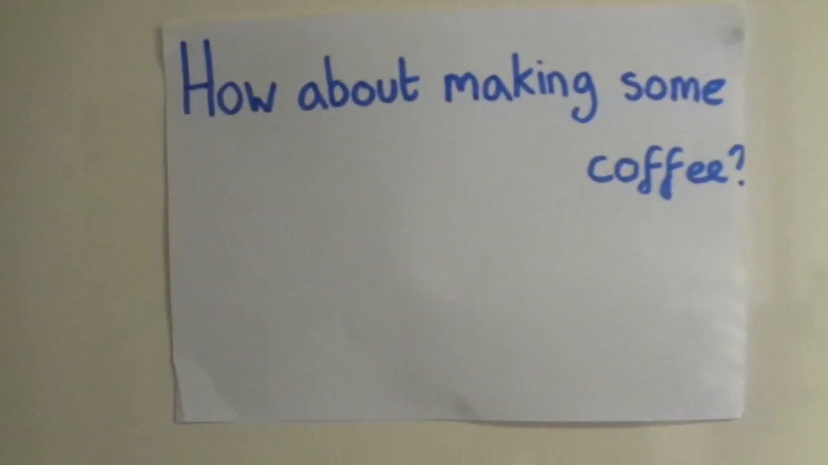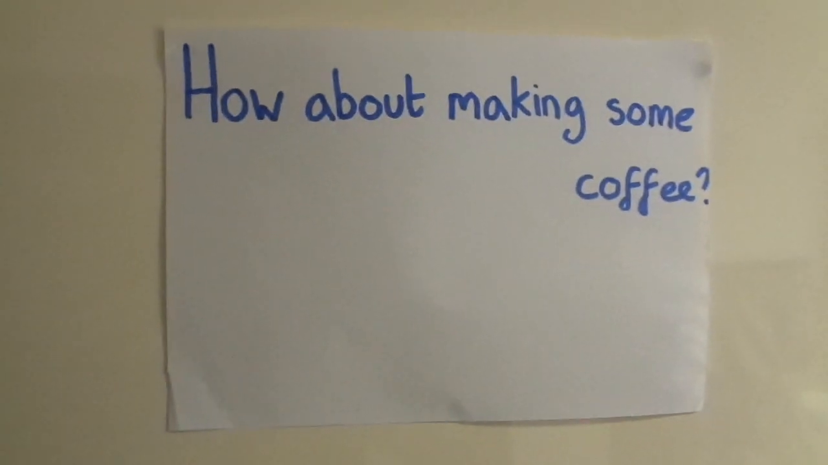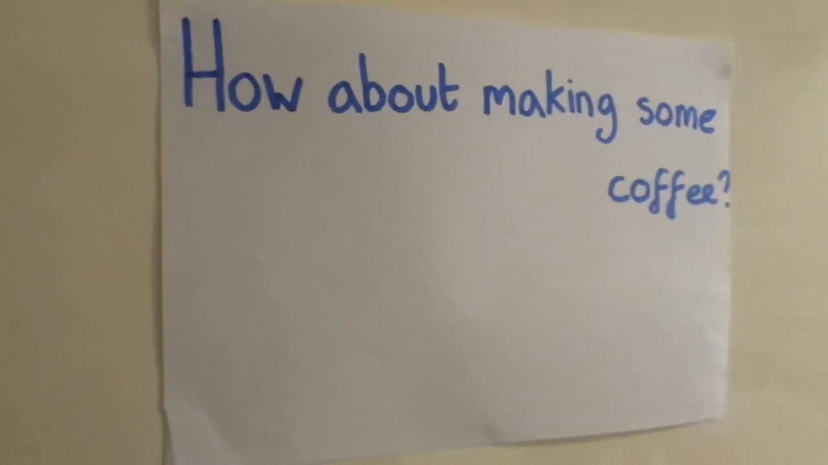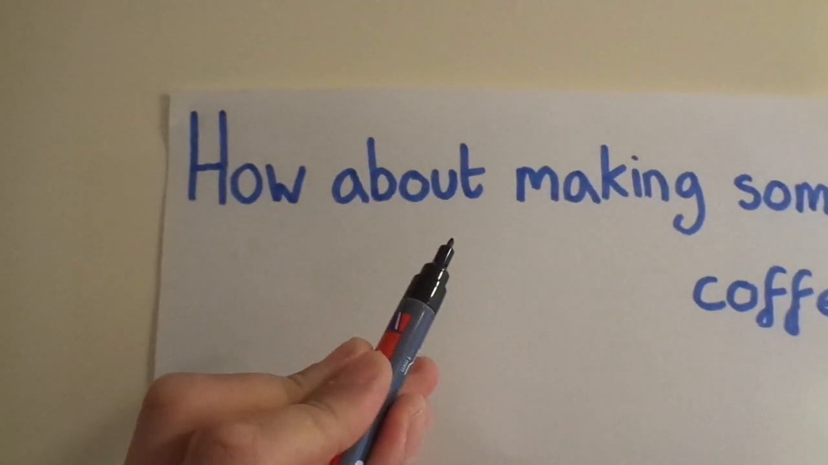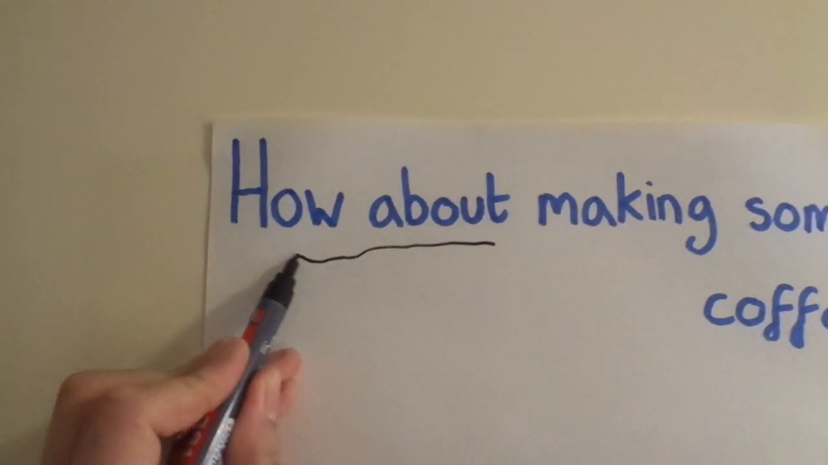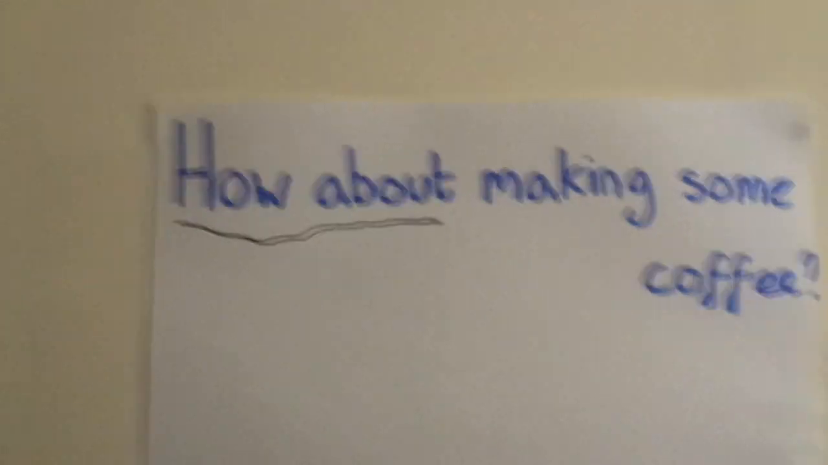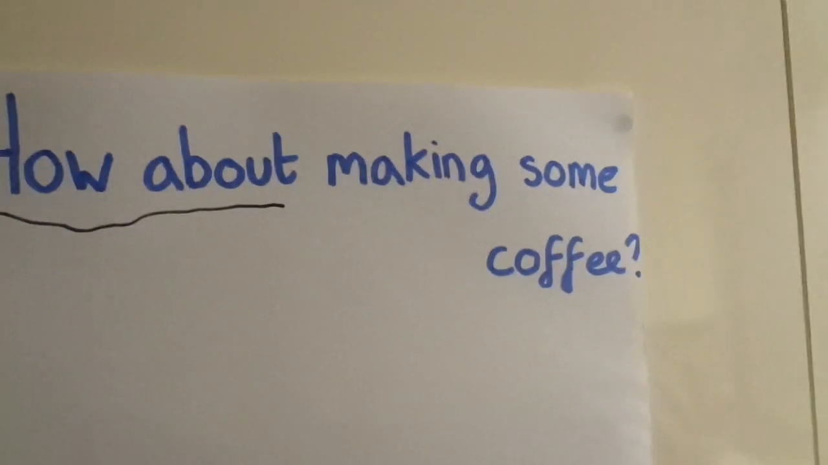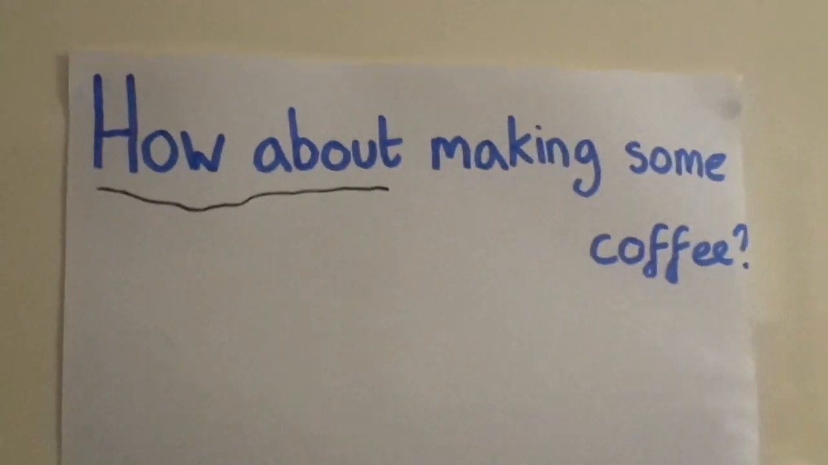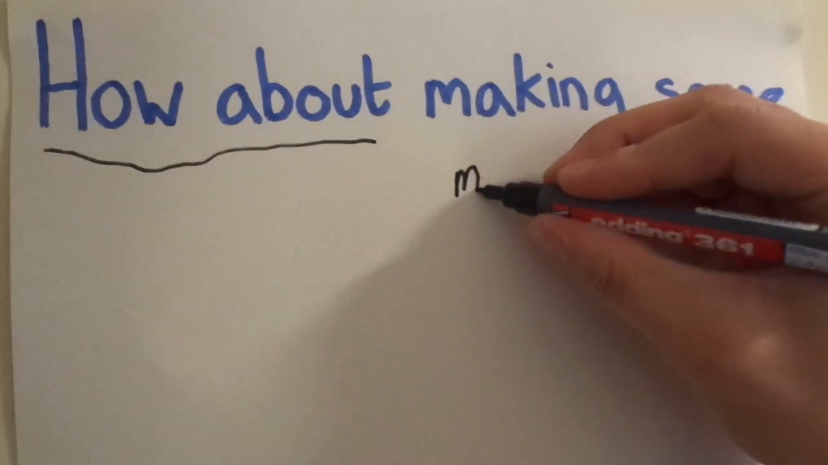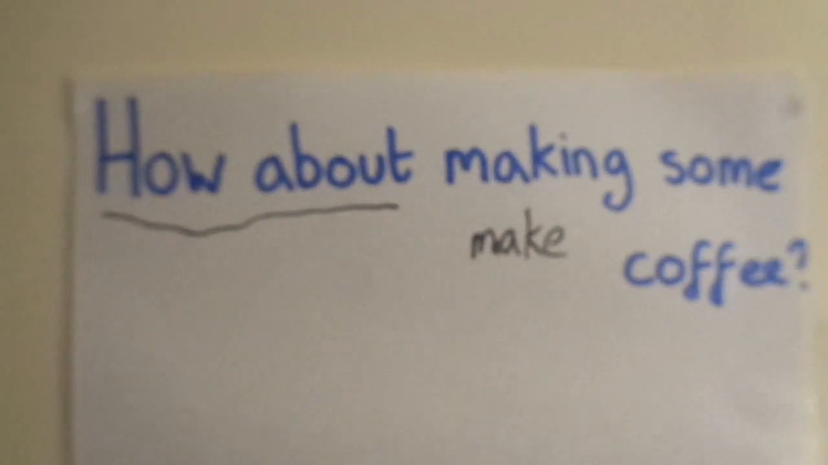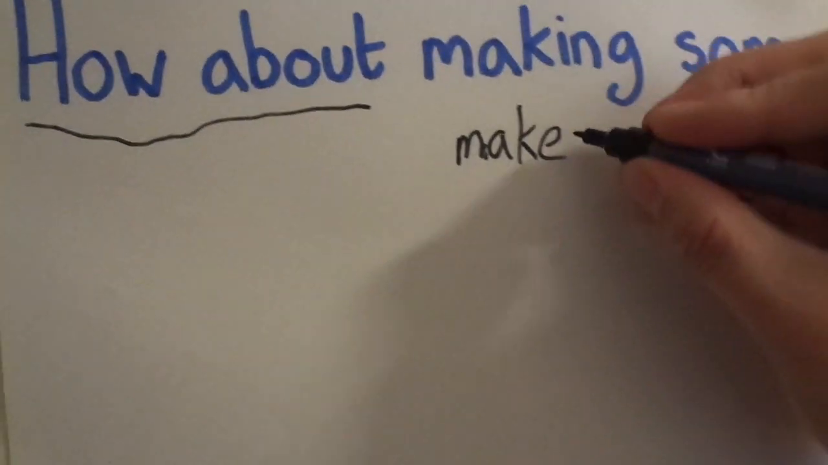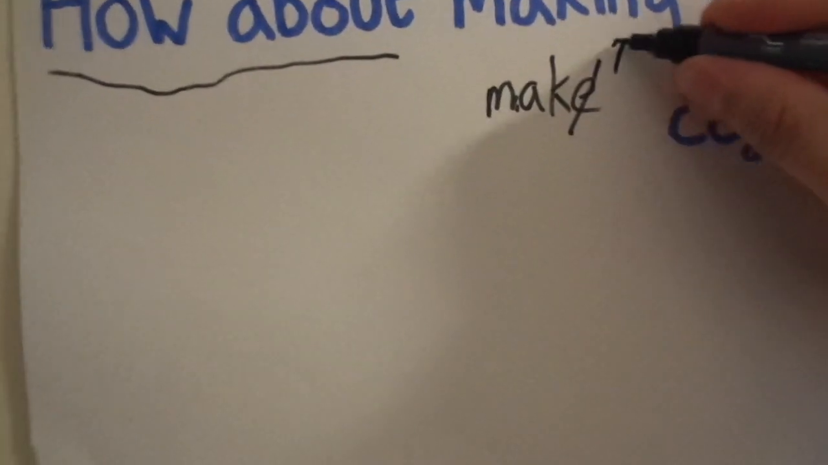So let's look at the first one. How about making some coffee? Okay, what's the first thing you notice about the two words? Well, the first thing is we put this first, how about, and then we use the verb. How do we make the verb? We use the verb make, but we, wait for it, remove the E and add ing.